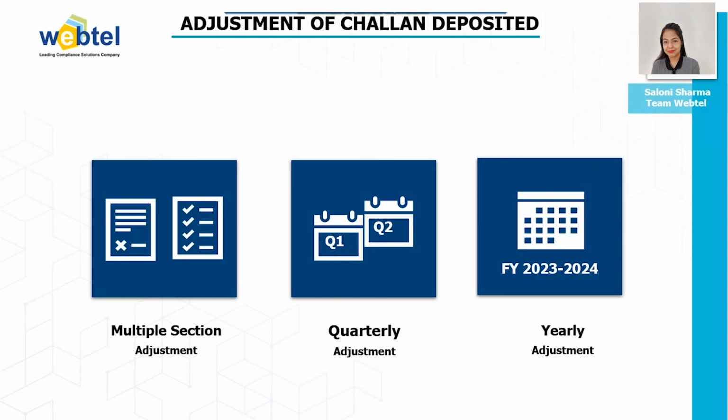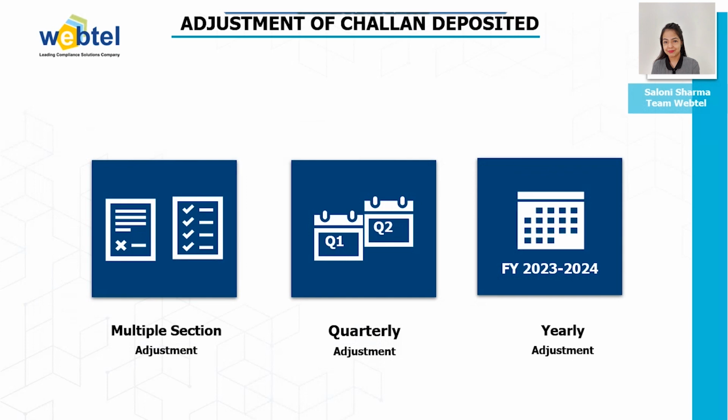Multiple section adjustment can be in the case if you have deposited the extra amount in section 192 and you want to utilize the same amount in section 194C, then the case would be related to the multiple section adjustment.